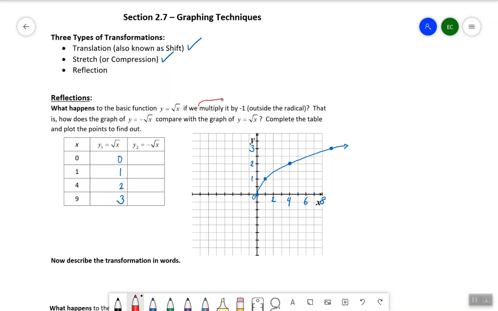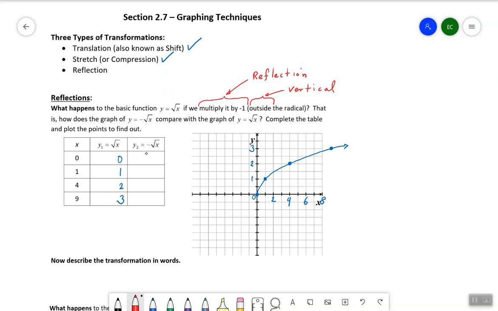Well, probably we already know the answer. Multiplication by -1 gives us a reflection. We'll see that in just a moment. And when we do this multiplication outside the radical, outside the basic function, then that means we have a vertical transformation, a vertical reflection. And so we expect to get a vertical reflection for the function y equals negative square root of x.